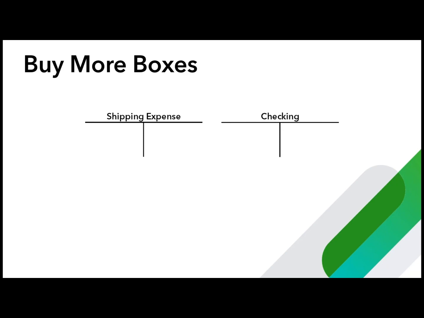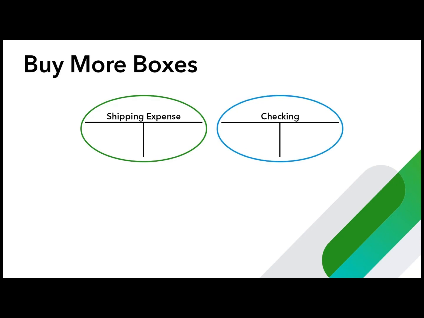Next, draw a T account to represent your checking account. This is where the money came from. You know your shipping expense increased because of the purchase, and your checking account balance decreased when you paid for the boxes. As non-accountants, it's difficult to remember when to debit and credit accounts, so let's use our little helper.